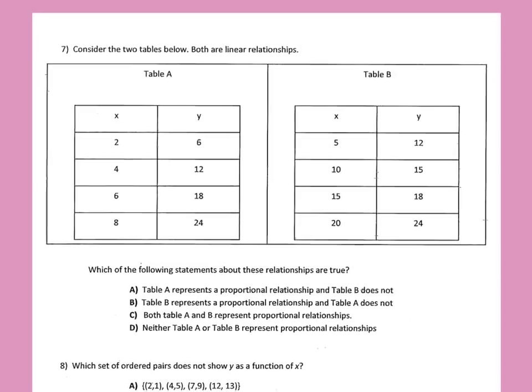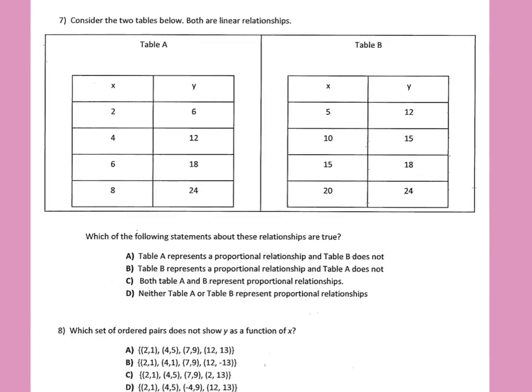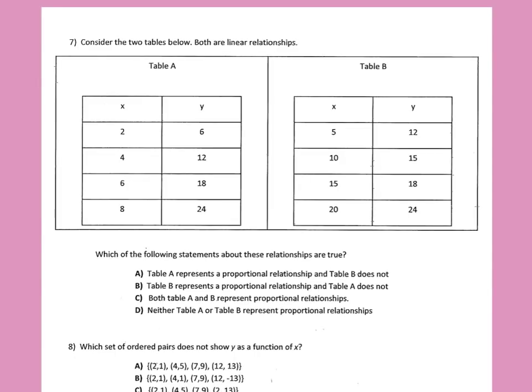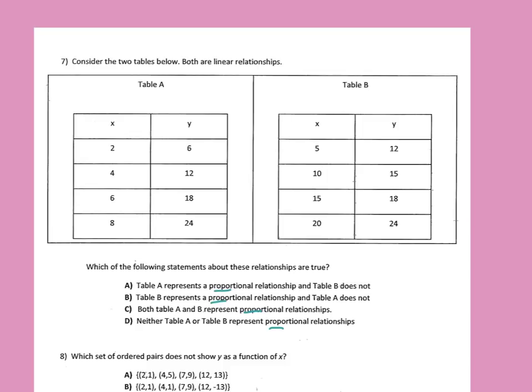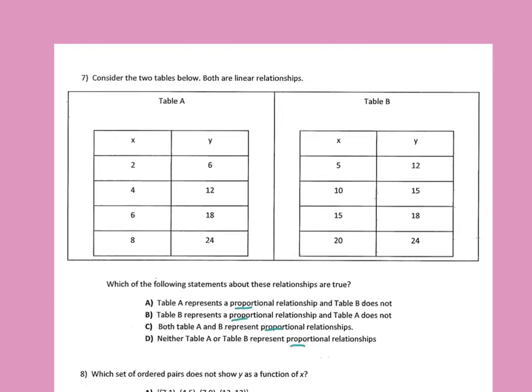So on number 7, consider the 2 tables below. Both are linear relationships. Which of the following statements about these relationships are true? So each answer choice is talking about proportional versus non-proportional. So let's figure out if each table is proportional or not. And remember, to do that, if you don't have 0, 0 or a 0 at all in your table, you can divide your y values by your x values. If you get the same number every single time and check them all, then it's proportional. If not, then it's not proportional.